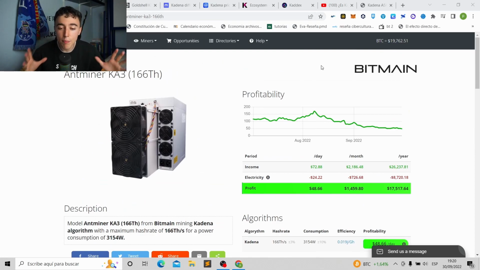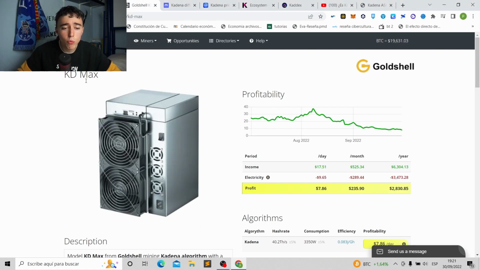Well, there are a couple of reasons, and that's what we are going to see right now. First of all, as I said, this is the first miner that Bitmain makes for Kadena. Who was making miners for Kadena until now? Well, basically all of them were from Goldshell.